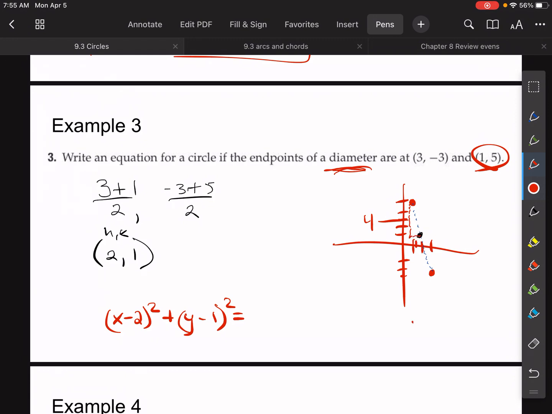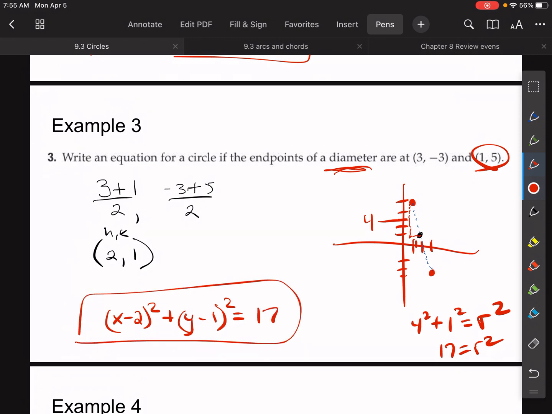So I could say, well, 4 squared plus 1 squared is equal to the distance squared, but in this case that would be the radius, right? So the radius squared. 4 squared is 16, 1 squared is 1, 1 plus 16 is 17, so I know my radius squared is equal to 17. So this is equal to 17, and I'm done.